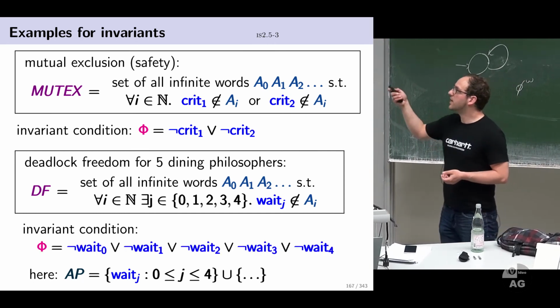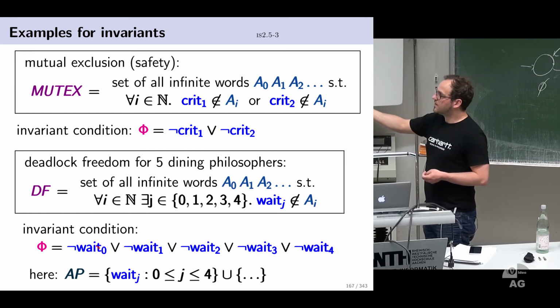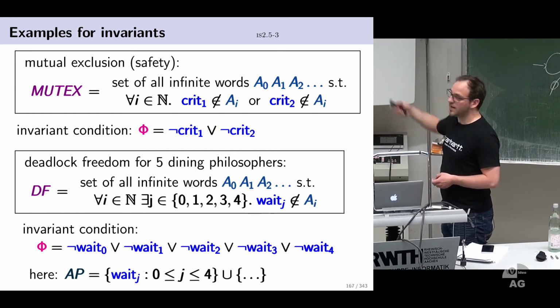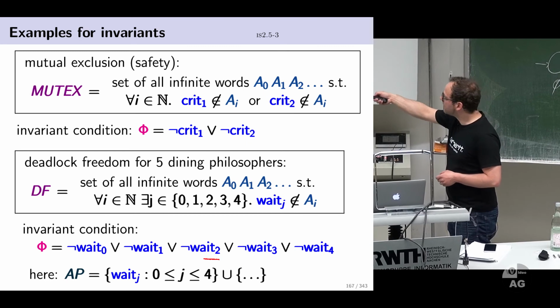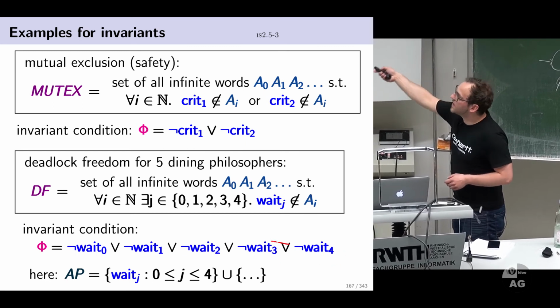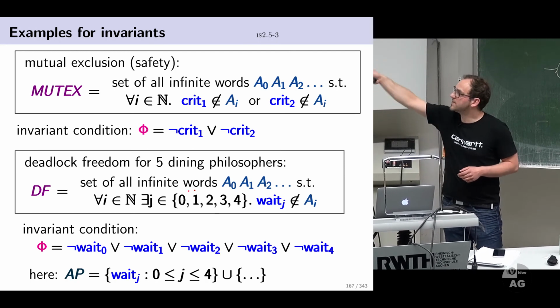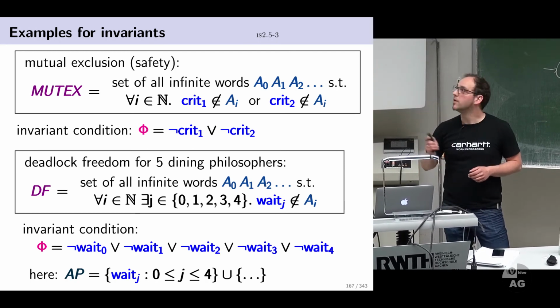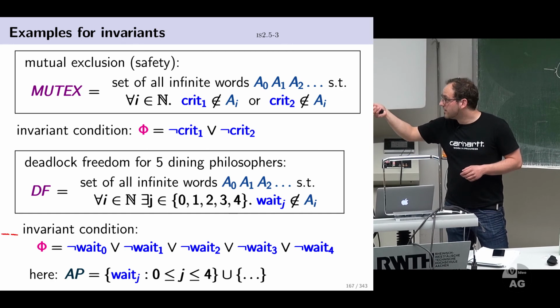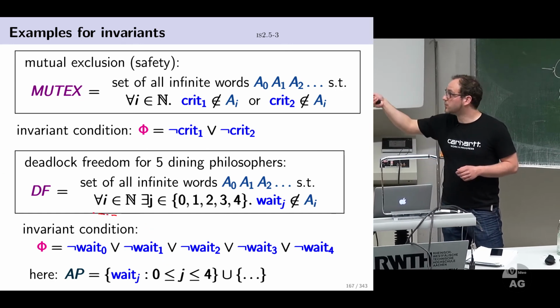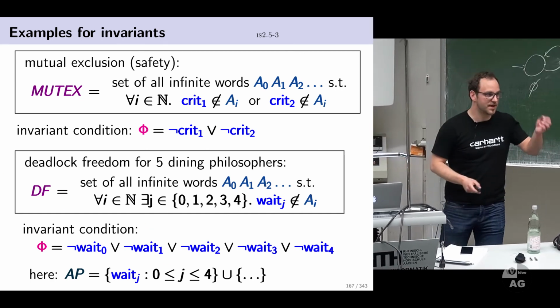Yeah, it's very similar to up here. We just say not wait 0 or not wait 1 and so on. So if you take the set of infinite words such that at every position this formula holds, you arrive at exactly this linear time property, which is why this property is an invariant, because we could find an invariant condition that characterizes it.